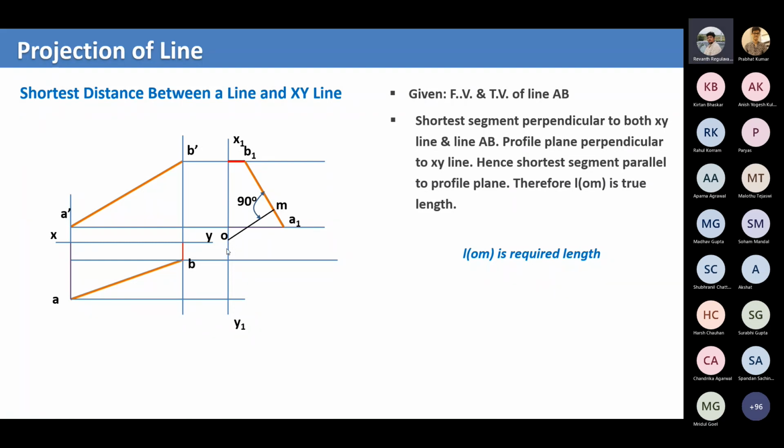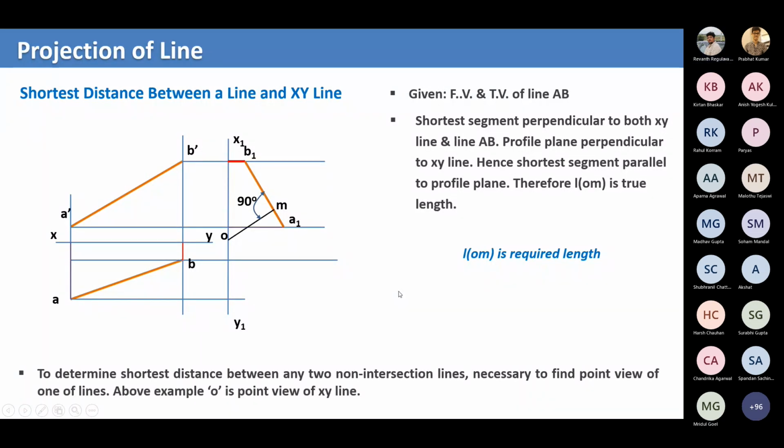So when we are projecting the XY line as a point, we should also project A dash B dash. So we projected A dash B dash also, and we got A1 B1, which is called the auxiliary front view. Now we join this point perpendicular to the line, and see, this is the perpendicular line. Now we measure this OM, and we say this is the shortest distance between the line AB and XY. Now let us see the next part.